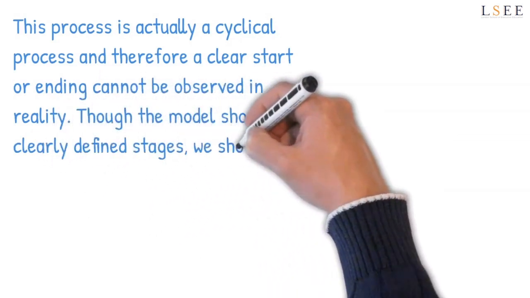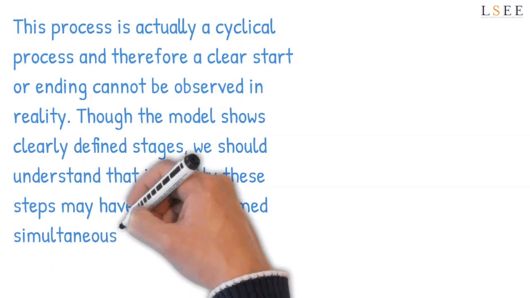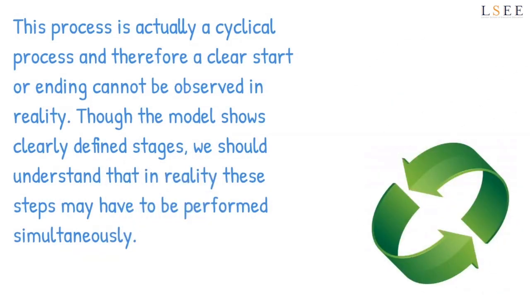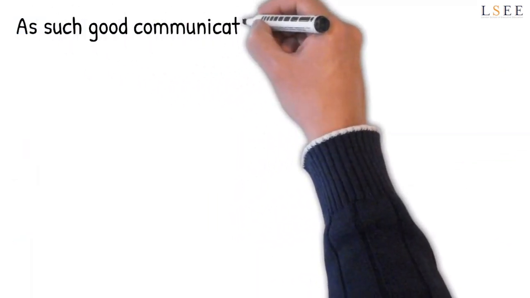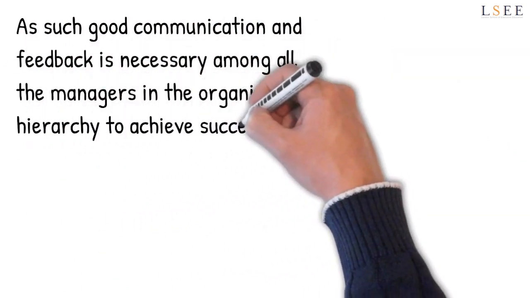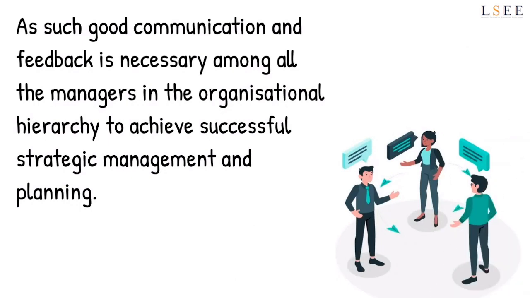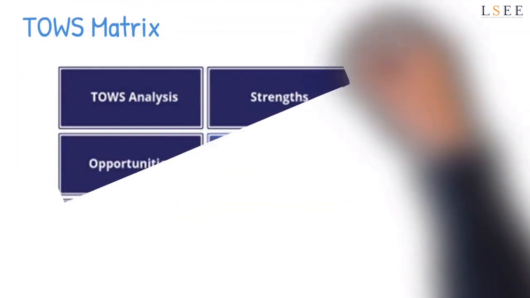Though the model shows clearly defined stages, we should understand that in reality these steps may have to be performed simultaneously. As such, good communication and feedback is necessary among all the managers in the organizational hierarchy to achieve successful strategic management and planning. TOWS Matrix.